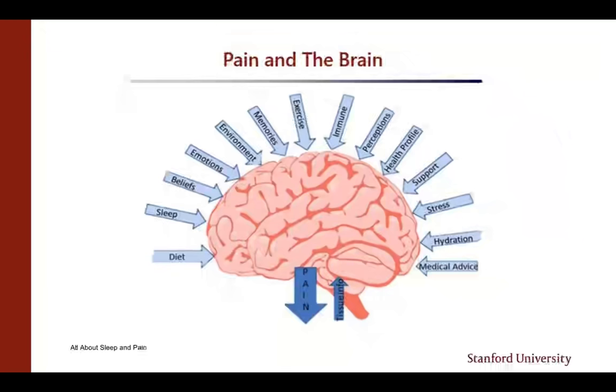Beliefs is another powerful one. So what we believe is causing our pain, what our pain signifies is happening in our body. This can be really important to how we think about our pain and how much we focus on it, how much we worry about it. And again, worry, danger signal, pain amplification. So thinking about the things that affect how much you're worried about something, especially your pain, is important. You might have heard this before from people that hurt does not equal harm.